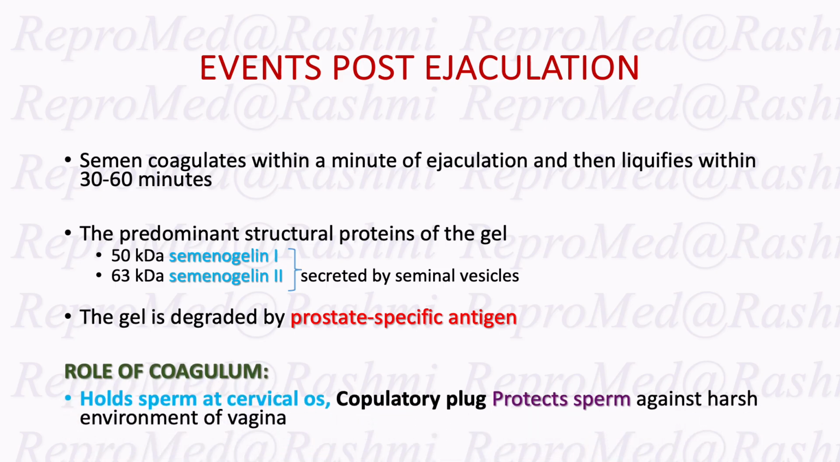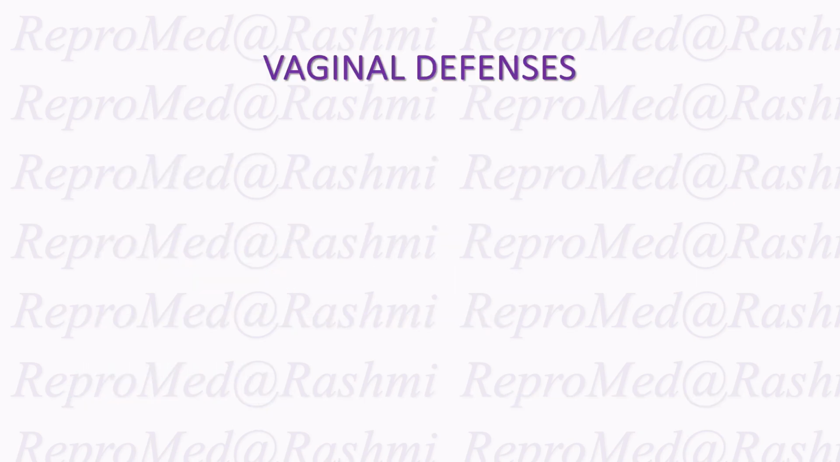What is the role of that coagulum? It holds the sperm at the cervical os, where it acts as a copulatory plug and protects the sperm against the harsh environment of the vagina, because the vagina has a pH of around 4.5 that can lead to damage to the sperm. So that's why the coagulum has its own role.